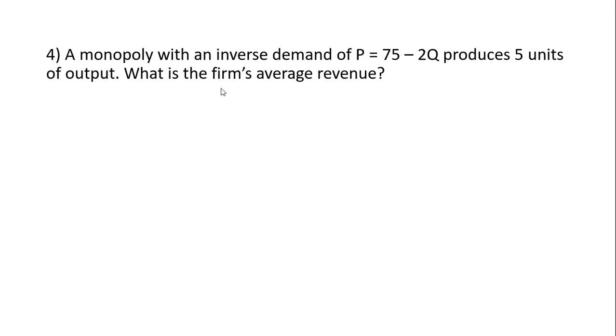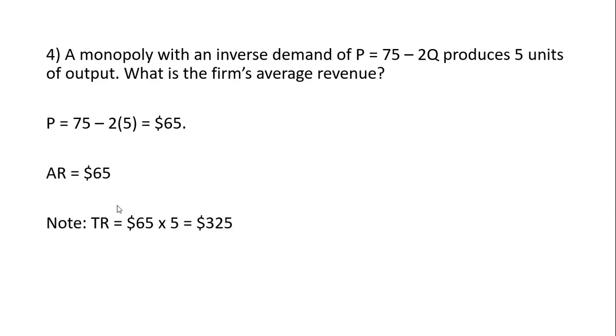And finally, example 4, a monopolist with an inverse demand of price equals 75 minus 2Q produces 5 units of output. What is the firm's average revenue at this output level? So plugging 5 into the inverse demand, price equals $65. So average revenue at 5 units of output is price, or $65.